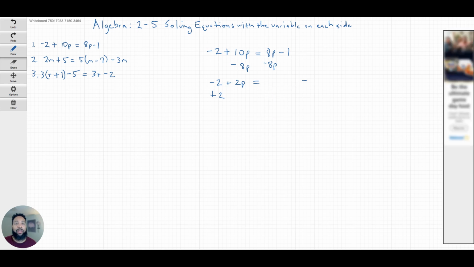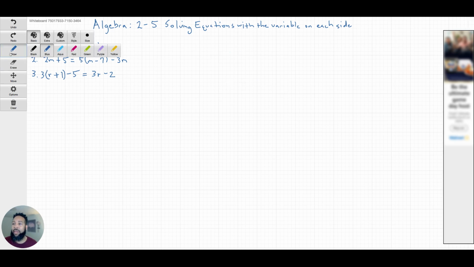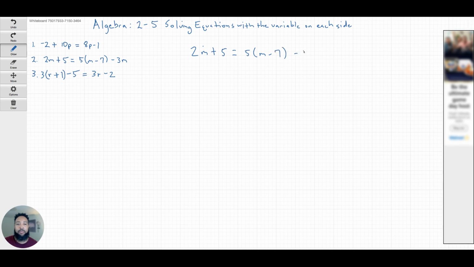So we just completed the first problem, which we solved for p, which gave us 1/2. And now let's take a look at some other problems that have a variable on each side, but you may get a different answer. So our next problem is 2m plus 5 equals 5 parentheses m minus 7 minus 3m.